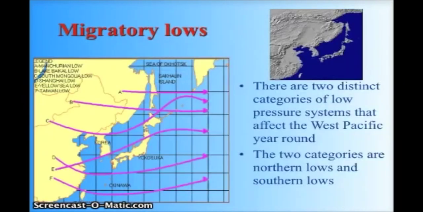So here are your migratory lows, though. Basically, the 6 of these here, just showing their basic tracks. You have a legend right in here showing the Manchurian Low farther up north, Lake Baikal, South Mongolian. A little bit farther to the south here, you have an overlap of the Shanghai and Yellow Sea Low, and to the south, Taiwan Low, which really just starts in the vicinity of Taiwan, of course.